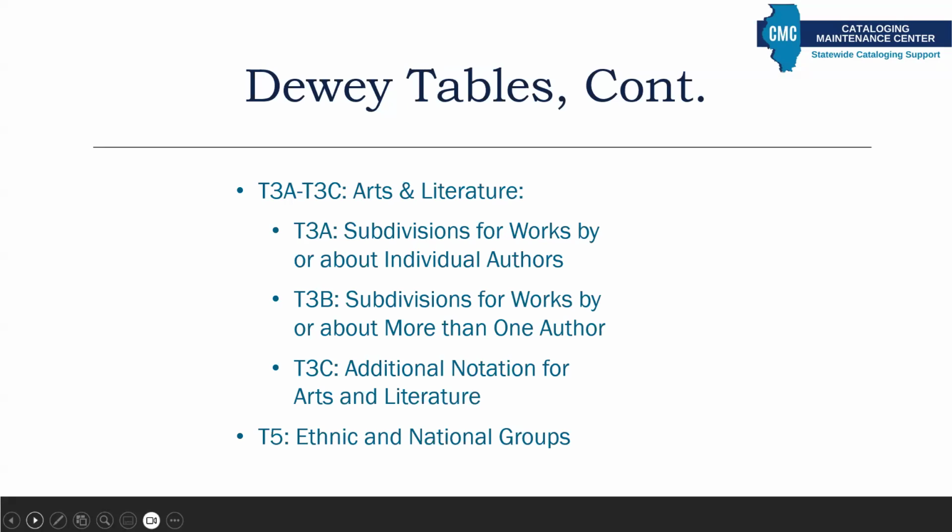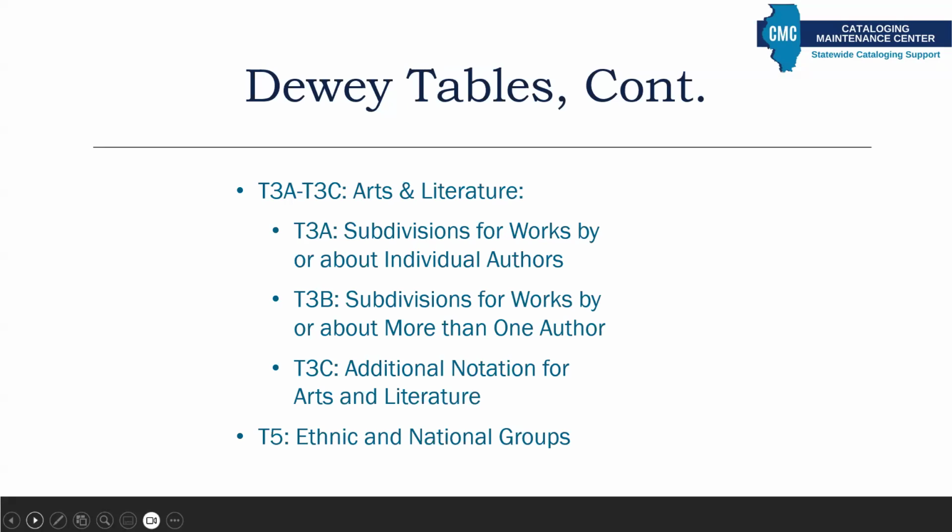We're going to jump back to our Irish example and create a number for Irish Americans. We'll start at 973, and this is the history of the United States, and then go to 973.04, which is about specific ethnicities, and start from there. This takes us to the T5 table, and then I'm going to go to the section about specific ethnicities and national groups. I thought at first that Irish would be in 2, which is British, English, Anglo-Saxons, but this doesn't include the Irish.